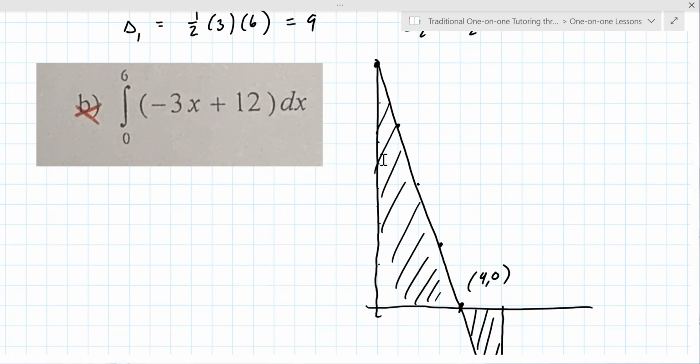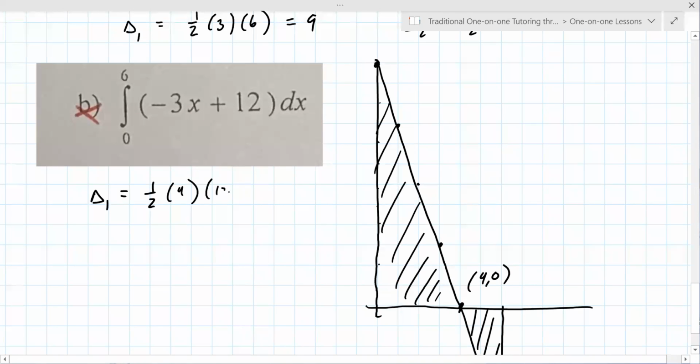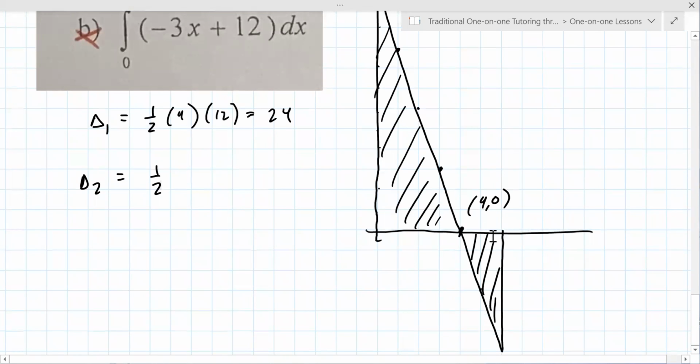Now what's interesting here is that area above the x-axis is positive and area below the x-axis is negative. But when you're finding the area of triangle 1, you are using 1/2 base times height. Your base is 4 and your height is 12, so your area is 24. But for triangle 2, use the same formula. You just have to know to negate it, because it's below the x-axis, it's considered negative. So the base is 2 and the height is 6.